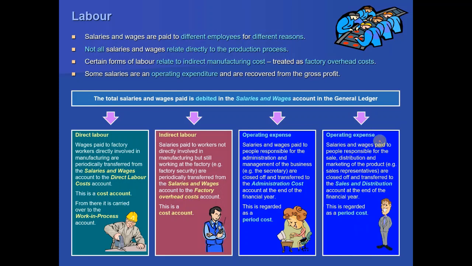Operating expenses, salaries and wages paid to people responsible for the sale, distribution, and marketing of the product, for example, sales representatives, are closed off and transferred to the sales and distribution account at the end of the financial year. This is also regarded as a period cost.